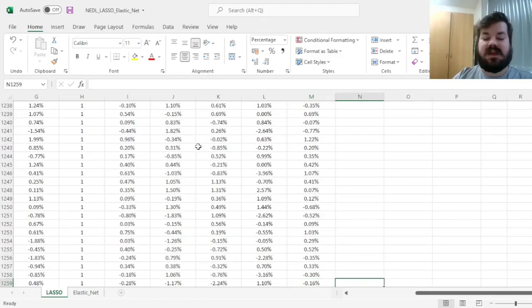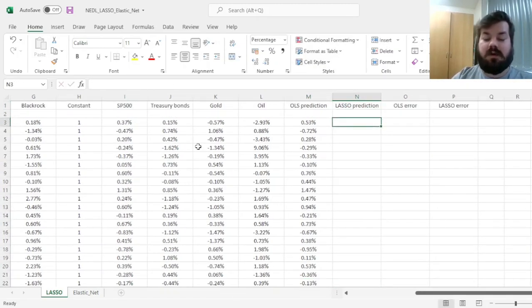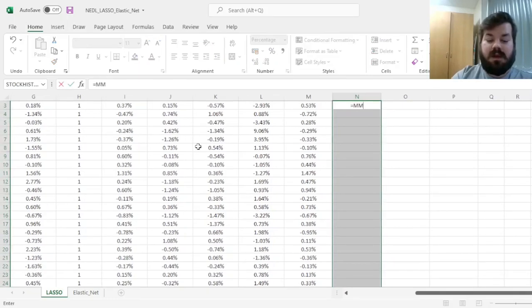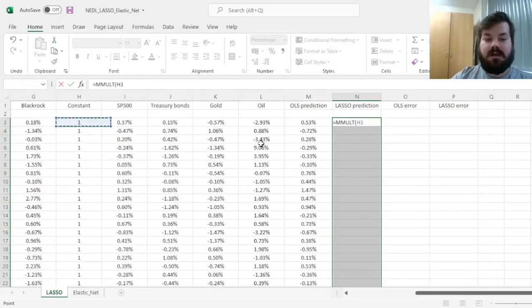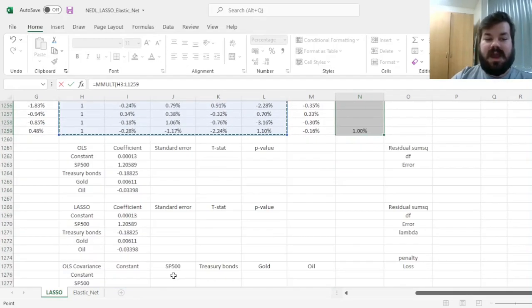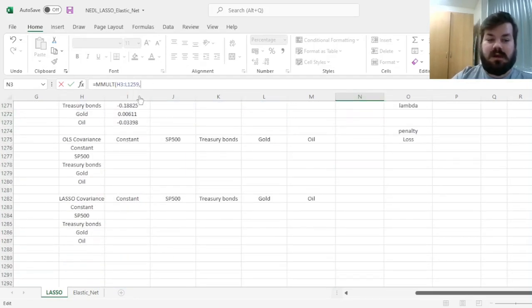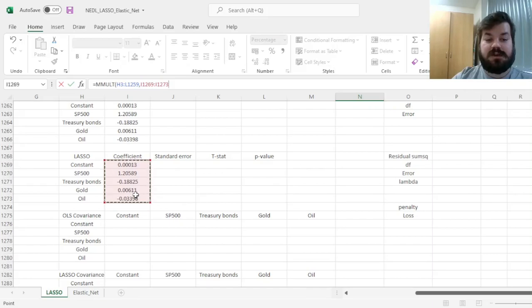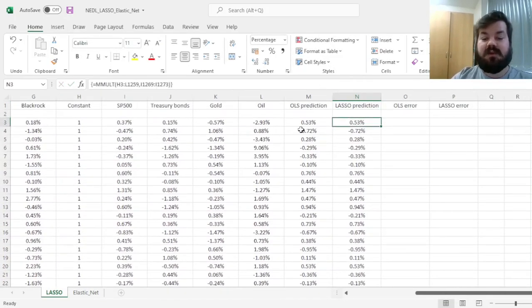And now we can do the same thing for the LASSO coefficients. We can select the whole column, matrix multiply the X matrix, including the constant, onto the LASSO coefficients over here. And we Shift-Control-Enter and get the same predictions, as we have copied as values the same sets of coefficients for now. And then we'll use numerical optimization to minimize the loss functions for the LASSO models.